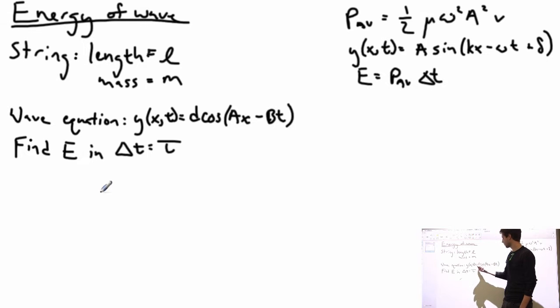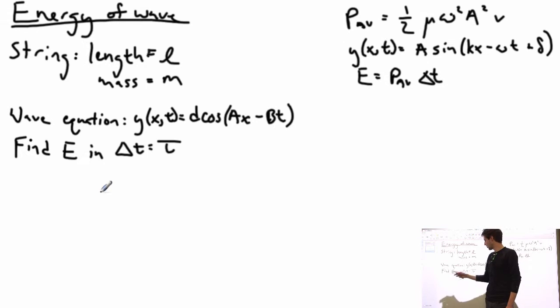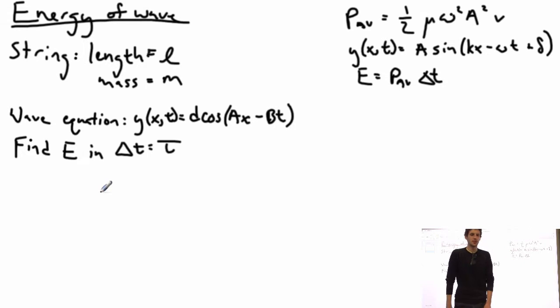And that just comes in the form of this constant times a cosine of some things. And our goal is, over this time period of delta t equals tau, we're supposed to find the energy generated by this wave. And so the first thing I think of when I think of waves and getting energy is power, because when it comes to waves on strings, I know how to find the power of a wave, and I know that that's quickly relatable to energy.